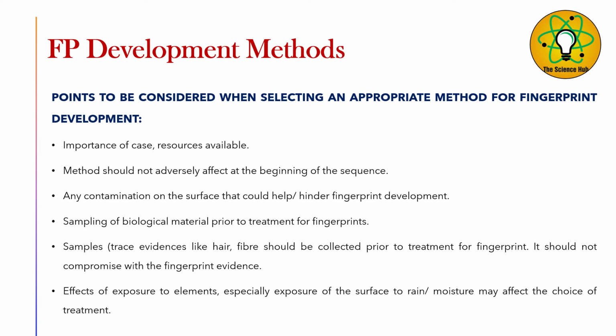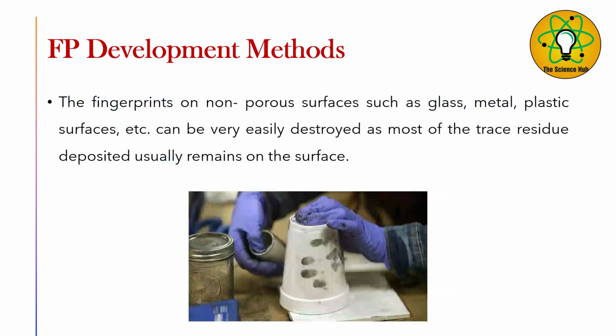Now, what are the effects of the exposure to elements, that is exposure to surface or rain or any kind of moisture. The fingerprints on the non-porous surfaces such as glass, metal, plastic surface can be very easily destroyed, as most of the trace residues deposited usually remain on the surface.